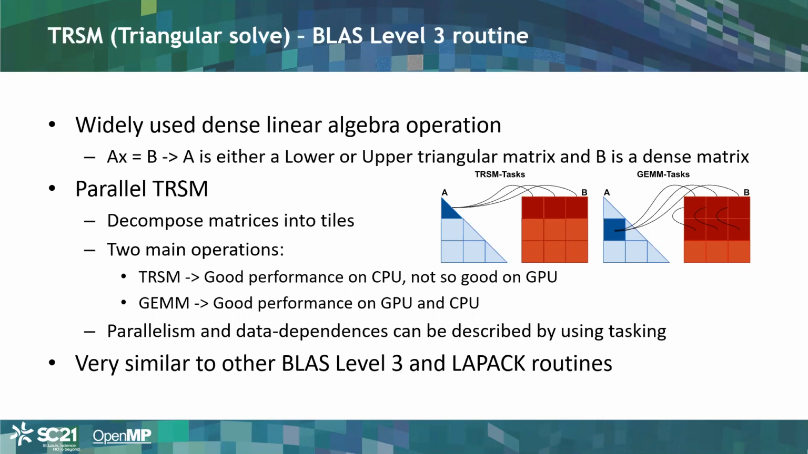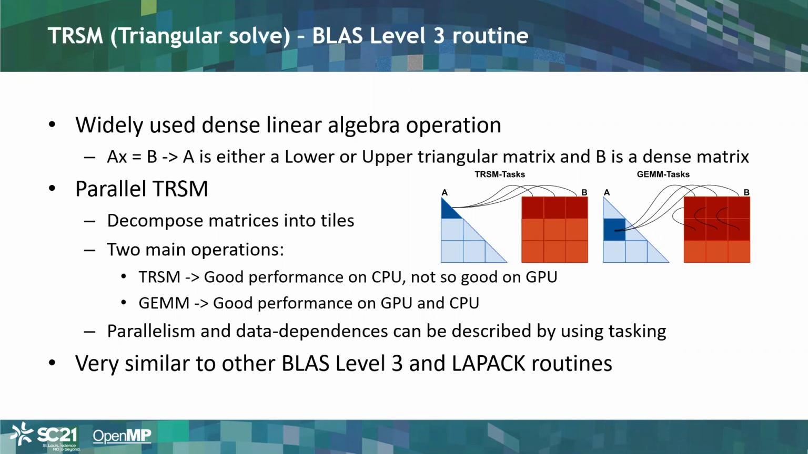One is TRSM. For TRSM, we use as input the diagonal tiles of the A matrix. And then once we compute TRSM, we can compute a set of GEMMs. So there are data dependencies between these two main operations. The parallelization and also the data dependencies between the tiles and the operations can be described or implemented by using OpenMP task.